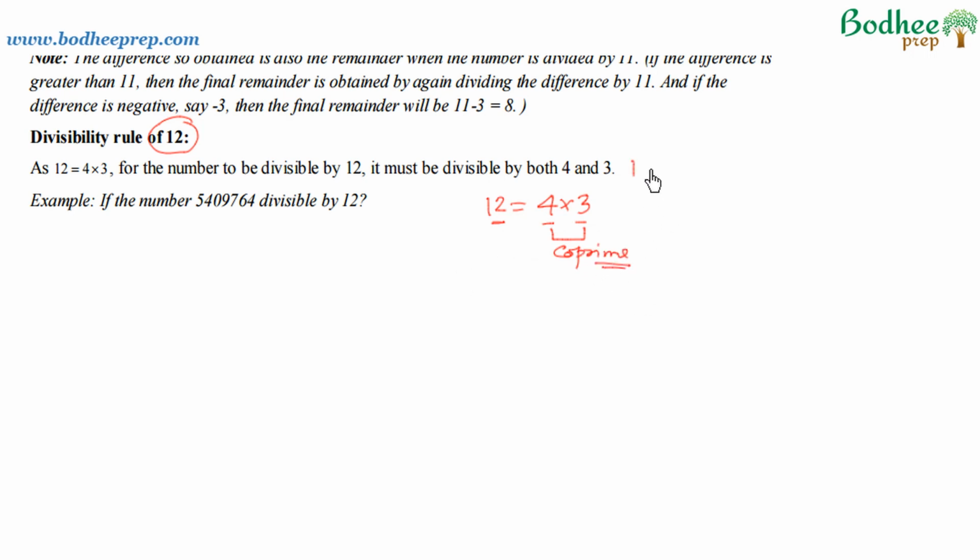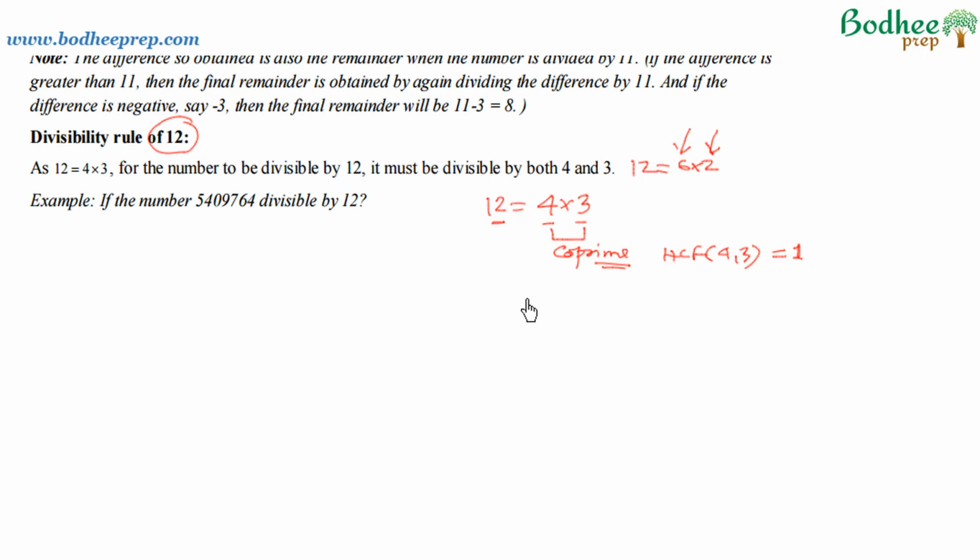For example, 12 could have been written as 6 into 2 also, so I would have used the divisibility rule of 6 and the divisibility rule of 2, but this is not how it is done. We have to break 12 in such a way that the two factors are co-prime to each other. Co-prime means the HCF of the factors, for example 4 and 3 here, should be 1, or there should be nothing common other than 1 between the factors. So this is what we have to do every time.